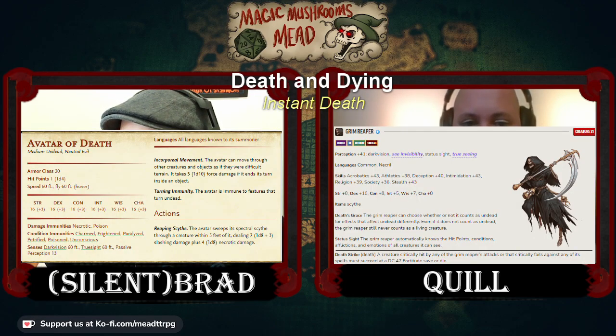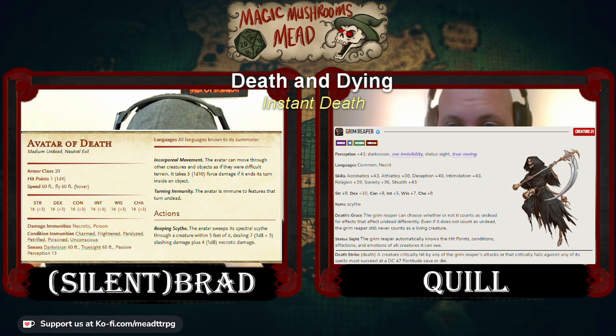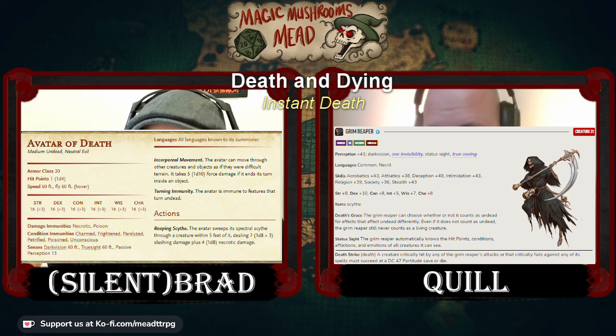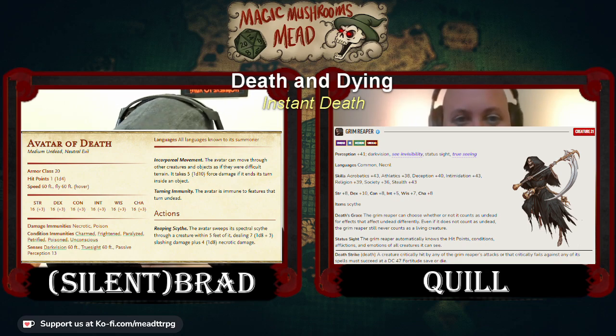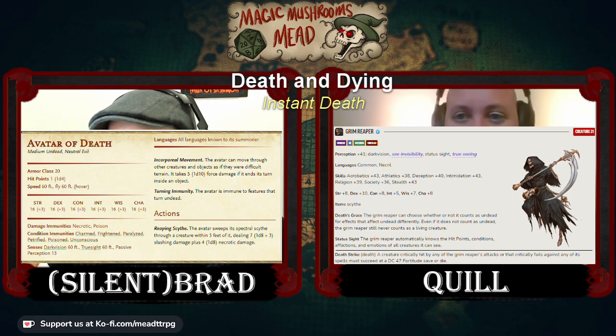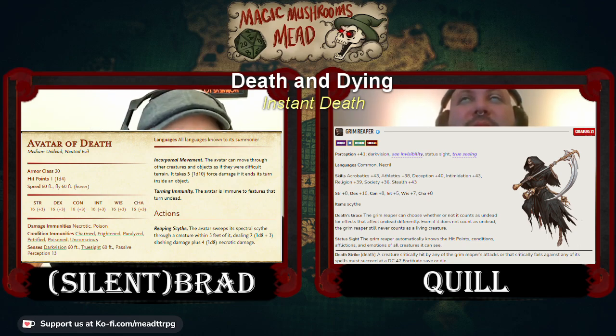The Grim Reaper is also a creature that can instantly kill. I was looking at D&D Beyond yesterday. The Avatar of Death is a CR0 creature in 5e. The Grim Reaper is a level 21 creature. That's quite a difference. It's got 43 in acrobatics. Why? Well, it's Pathfinder. Pathfinder numbers get crazy.